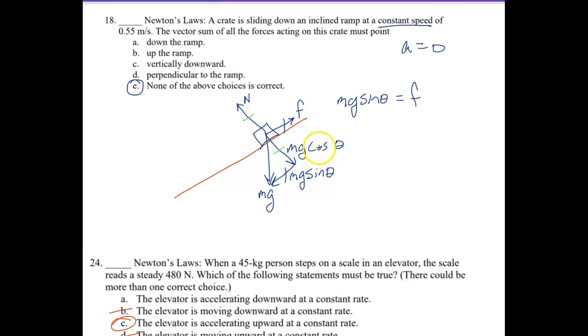And then the normal force and mg cosine of the angle are equal to each other. So really, the vector sum is zero. And so it would just sit right in the middle. And that's because it has a constant speed. So E would be your answer.